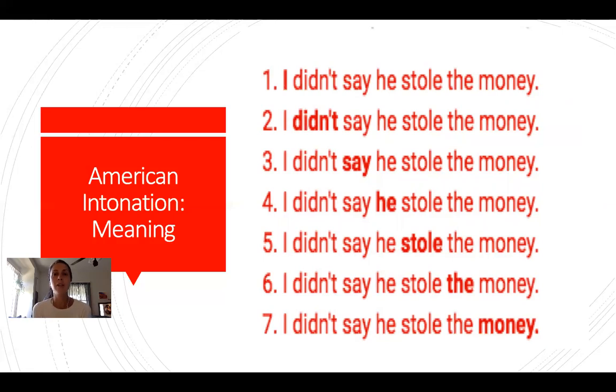Okay, so now that you've read through the statements, I'm going to do the same thing. Statement 1, I didn't say he stole the money. Statement 2, I didn't say he stole the money. Statement 3, I didn't say he stole the money. Statement 4, I didn't say he stole the money. Statement 5, I didn't say he stole the money. Statement 6, I didn't say he stole the money. Statement 7, I didn't say he stole the money. Okay, so how are these different?